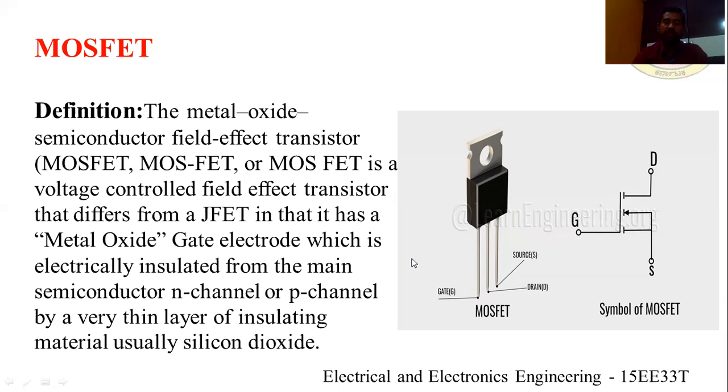Next, coming to the MOSFET. MOSFET is also having three terminals. It is a metal oxide semiconductor field effect transistor. It is also a voltage controlled field effect transistor that differs from a JFET in that it has a metal oxide gate electrode which is electrically insulated from the main semiconductor, either N-channel or P-channel, by a very thin layer of insulating material, usually silicon dioxide.